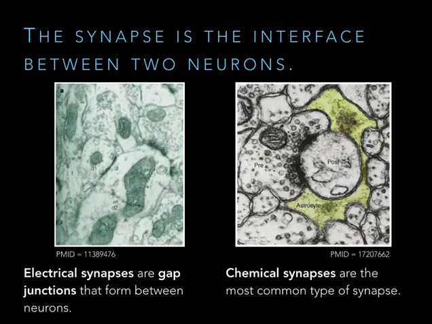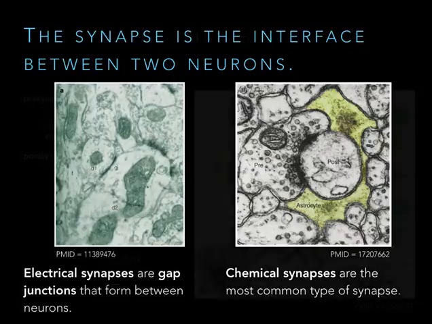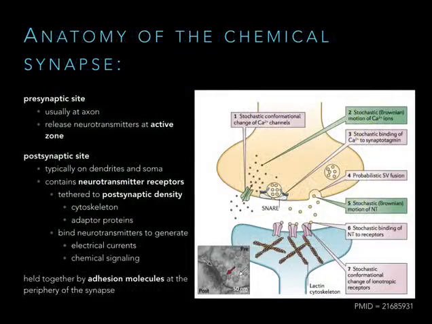Okay, most of our synapses are going to require the release of chemical signals called neurotransmitters at the synapse, and they have to traverse some space to then bind to receptors. Now, if you look at chemical synapses, they're all fairly similar. The presynaptic site is usually at the axon. It's not always. And the site of neurotransmitter release is called the active zone. This is where little vesicles of neurotransmitter are fusing with the membrane and releasing those neurotransmitters.